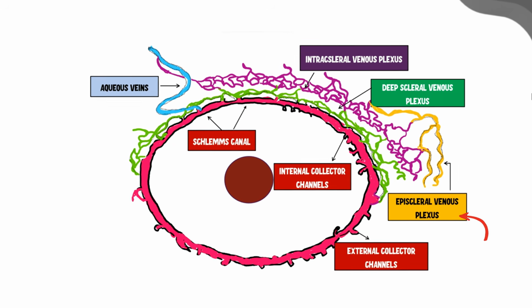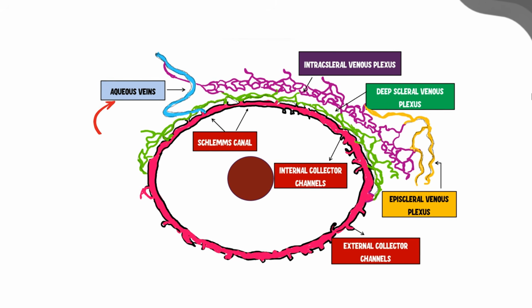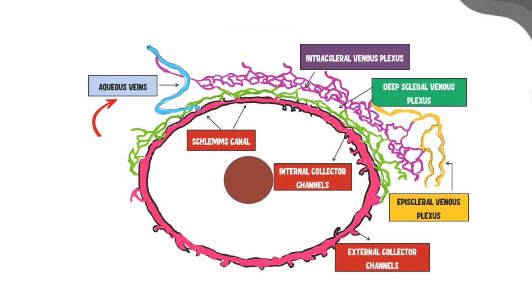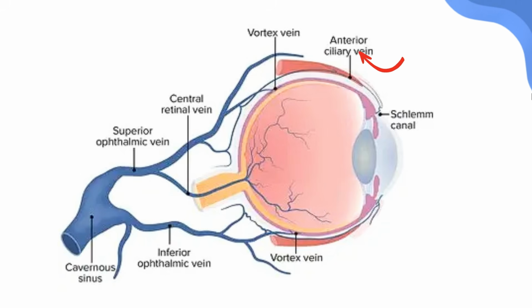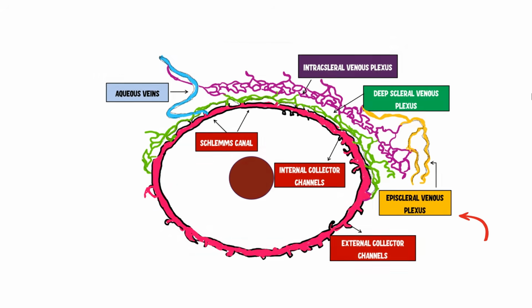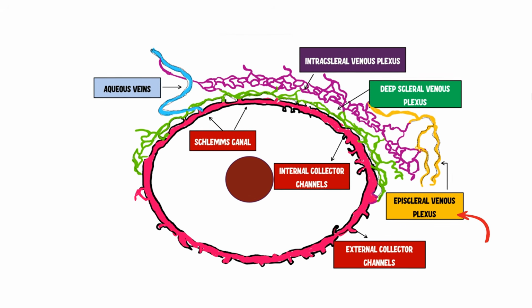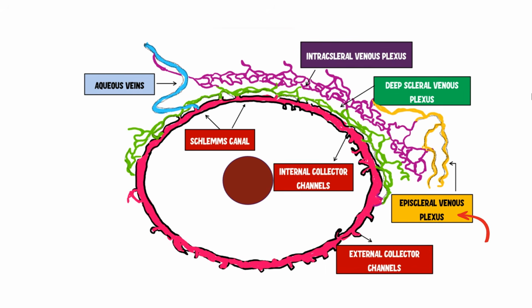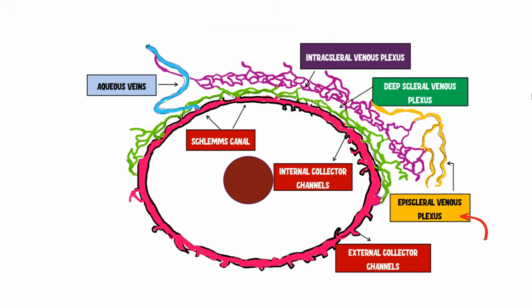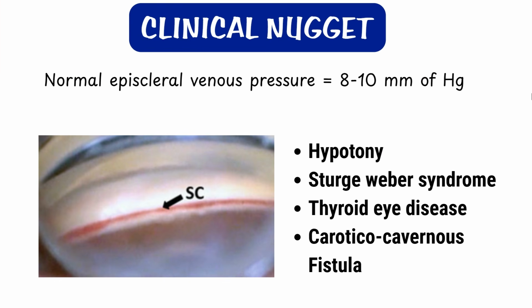Now, sometimes the aqueous can drain directly into the episcleral venous plexus via the aqueous veins. From the episcleral venous plexus, the flow would be into the anterior ciliary veins, the superior ophthalmic veins, and ultimately into the cavernous sinus. As you can see, after exiting the Schlemm's canal, the aqueous humor enters the aqueous veins and subsequently mixes up with the blood in the episcleral veins, where the pressure is approximately 8 to 10 mm of Hg, that is mercury.